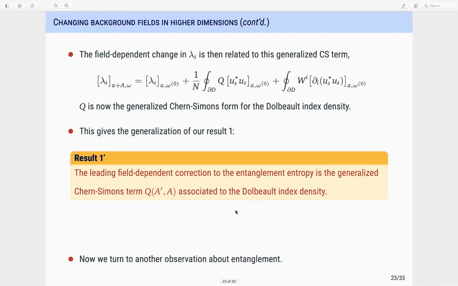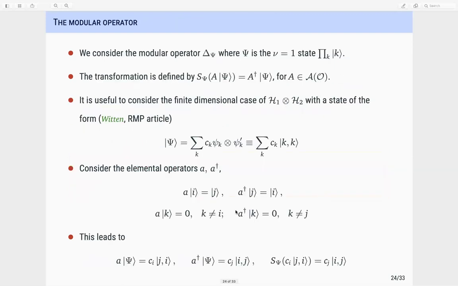I have a few more minutes. I want to try and see if I can say something more. It's a bit technical. I'm not sure what physics I can draw from it, but let me show you something. I want to turn to another observation about entanglement now. So we talked about the modular operator. We can calculate what this is for a given state, and we want to calculate it for the nu equal to 1 state.